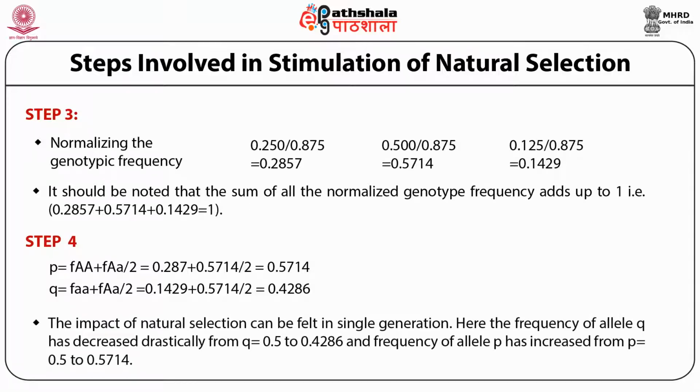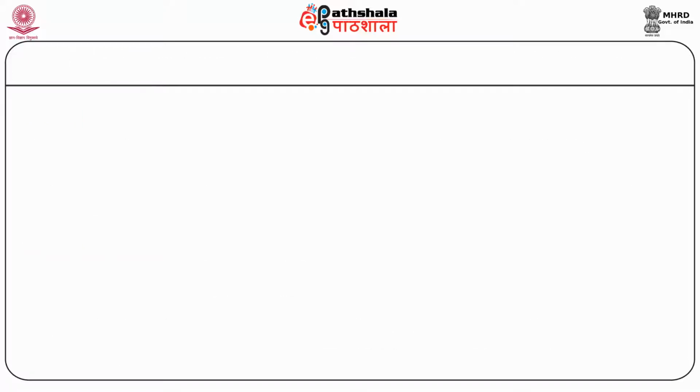The impact of natural selection can be felt in a single generation. Here, the frequency of allele q has decreased drastically from q equal to 0.5 to 0.4286, and the frequency of allele p has increased from p equal to 0.5 to 0.5714. Now let us understand the types of natural selection.